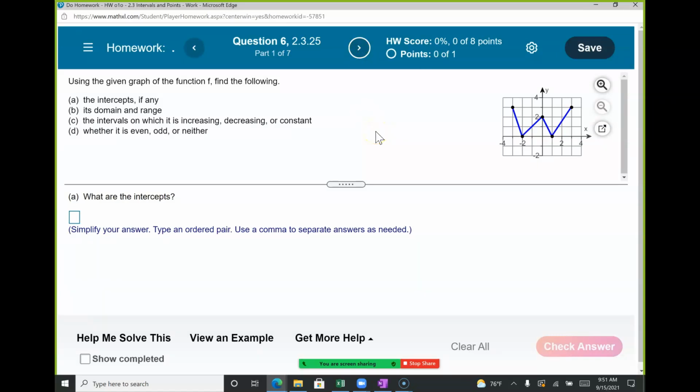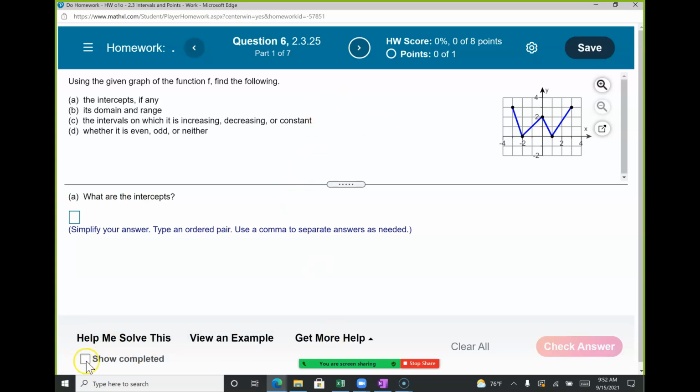This one's interesting. Is this thing even or odd? Neither. Neither, right? So if it was even, it would be symmetrical about the y-axis. If it was odd, it'd be symmetrical about the origin. And so this one is neither.